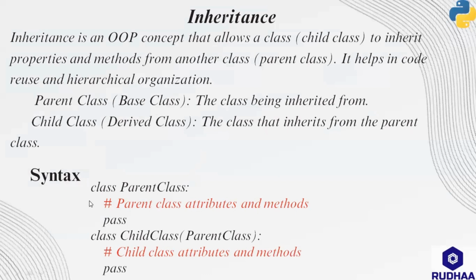So the syntax for inheritance is class, some parent class, then we have some attributes in the parent class, pass. Then again class, child class will inherit characters from the parent class. So class child class, inside the brackets parent class, then child class attributes and methods, and pass. So this will be the syntax for inheritance. You have to give the parent class inside the brackets. The characters which are getting inherited should be accessed from the parent class and it should be mentioned in the child class.